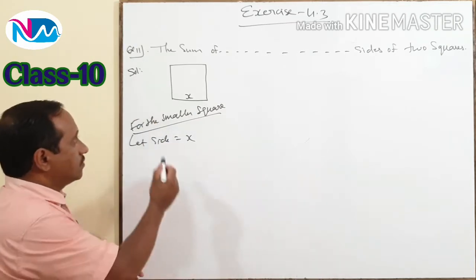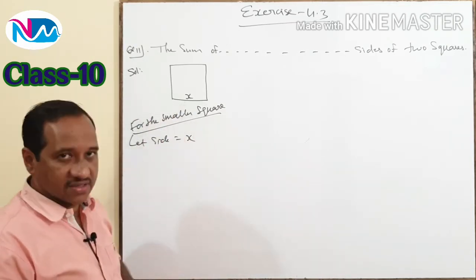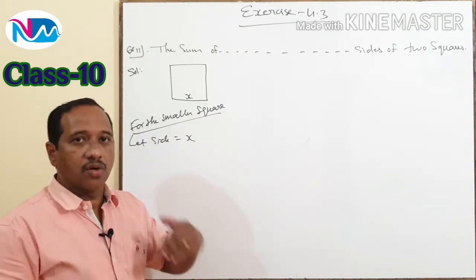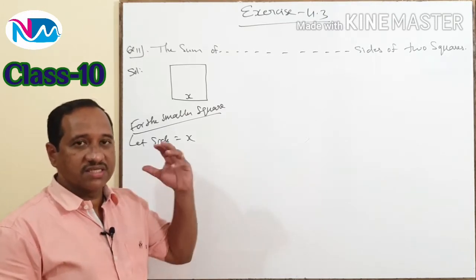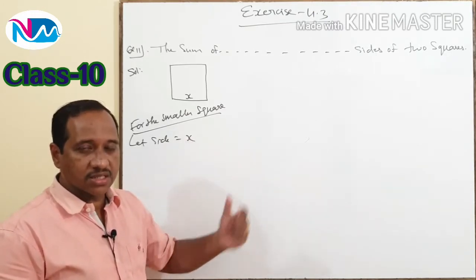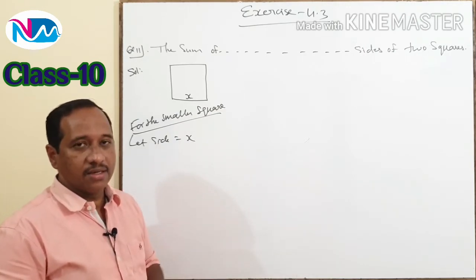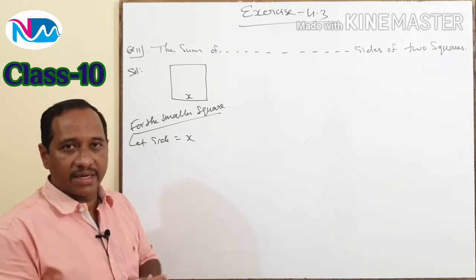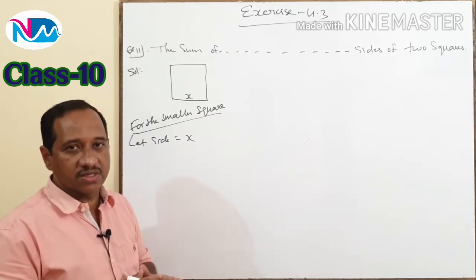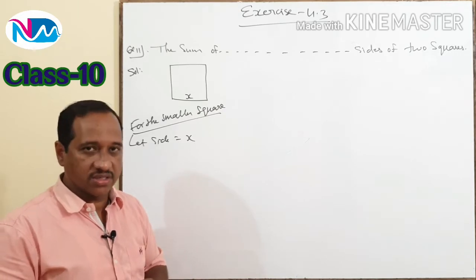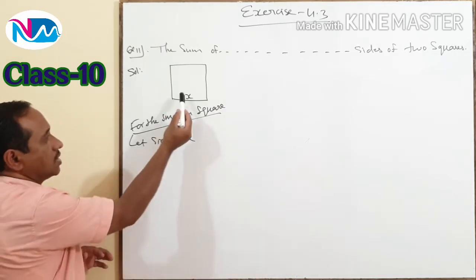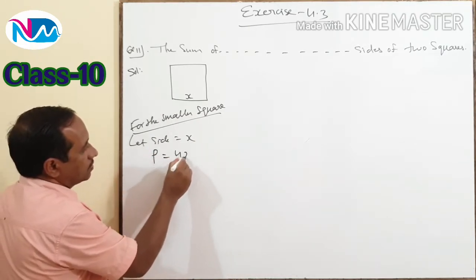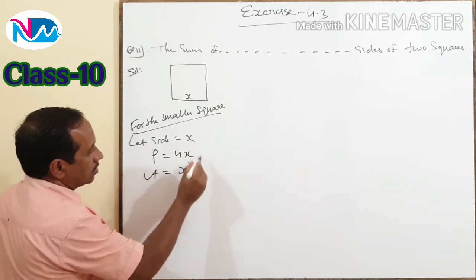That means if the side of the smaller square is x, we can calculate its perimeter and area. Then accordingly, we will have to find the side of the larger square, then its area, and finally we will use the relation, that is sum of the two areas is equal to 468 meters square to form the quadratic equation. Now if x is the side of the smaller square, then its perimeter will be 4x and area will be x square.